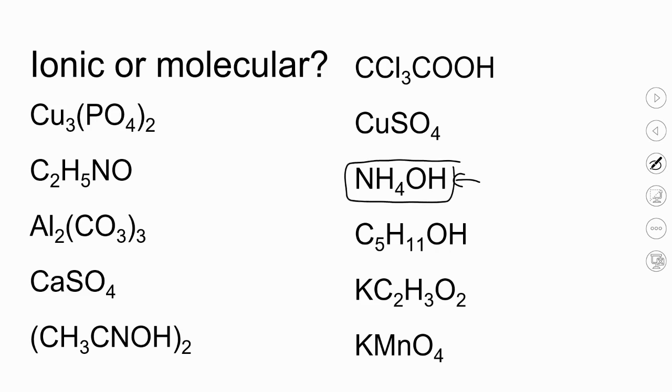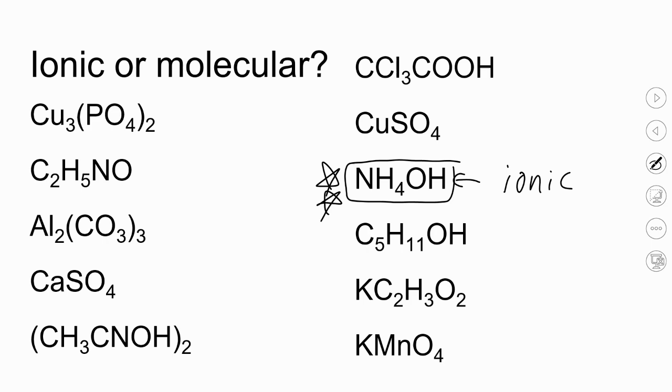This is called ammonium hydroxide. Ammonium is a cation, and hydroxide is an anion. This one is ionic. They're both polyatomic ions. This is the one that you need to watch out for, and this will come up on Alex, so watch out for that.